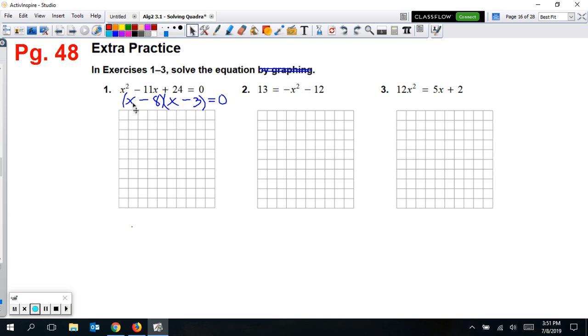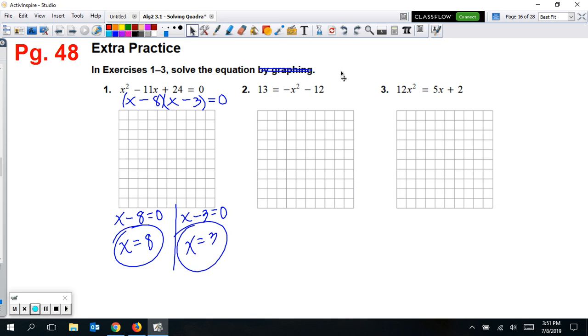And now we want to use the zero product property that the last core concept was talking about. So set each of these equal to 0: x minus 8 equals 0 and x minus 3 equals 0. We'll just add 8 on the first one, so we find x equals 8, and add 3, so x equals 3. So there's our two answers. 8 and 3 are the two answers. They are the x-intercepts.